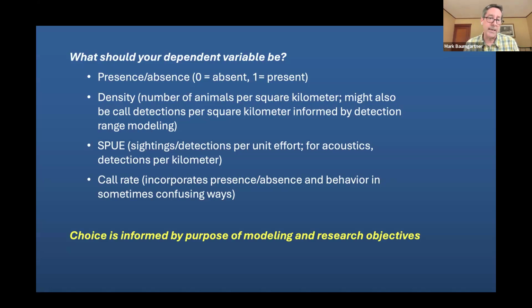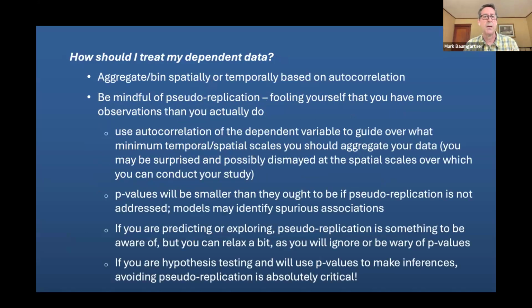And then call rate, which for acoustic studies we have available to us, just how many calls happened in this kilometer or in this hour of data collection. That's a funny one because it incorporates both behavior and distribution, spatial distribution. So it's one to be careful about, or at least thoughtful about, if you're going to use that as your dependent variable. Again, this choice of which one you're interested in really goes to why you are doing this modeling exercise in the first place, and what you want to get out of it. I suspect I could put this choice is informed by purpose of modeling on every single slide, so I think I'm going to stop doing that.